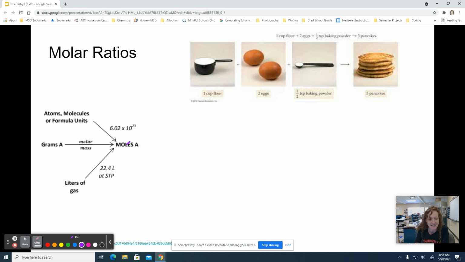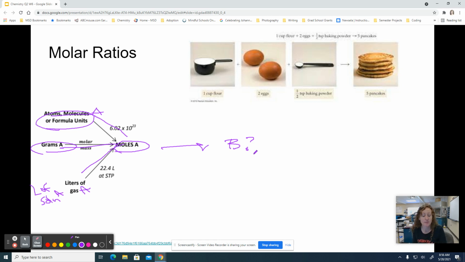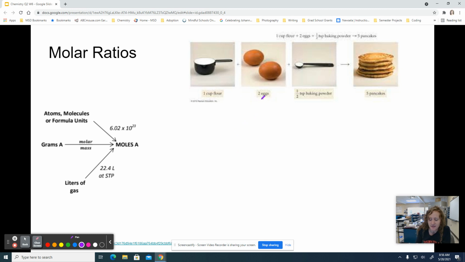Notice that on here, on our little chart as it stands, I don't have this conversion, right? This is moles of A, this is grams of A, this is liters of gas A, or liters of solution A, and this is particles of A. I have no B. That's what we need to add today. Where's our B? All right, so if I'm dealing with, let's go back to this eggs to pancakes problem.